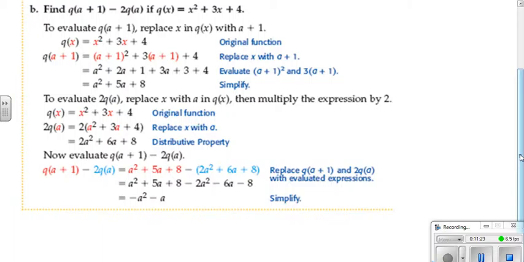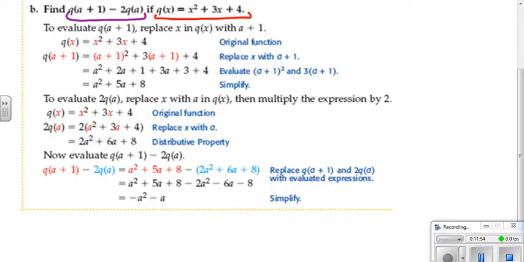For this next one, we want to find q of a plus 1 minus 2q of a. So this is the whole expression we're looking for when q of x equals x squared plus 3x plus 4. So this is going to have a fair amount of substituting in and replacing. When we want to evaluate the q of a plus 1 part, that just means every x that we see we replace with a plus 1.